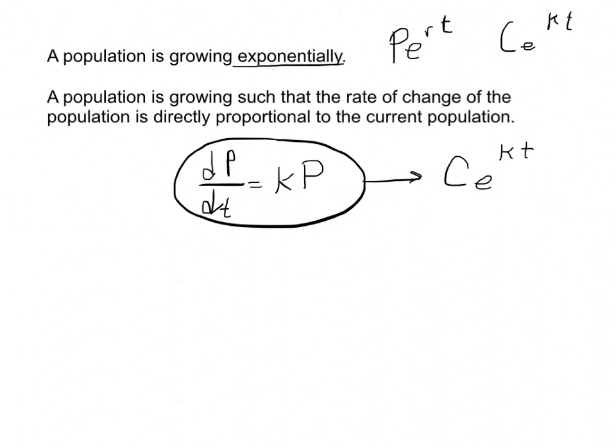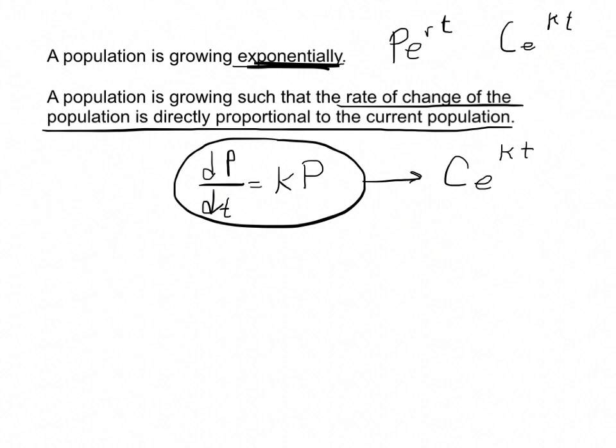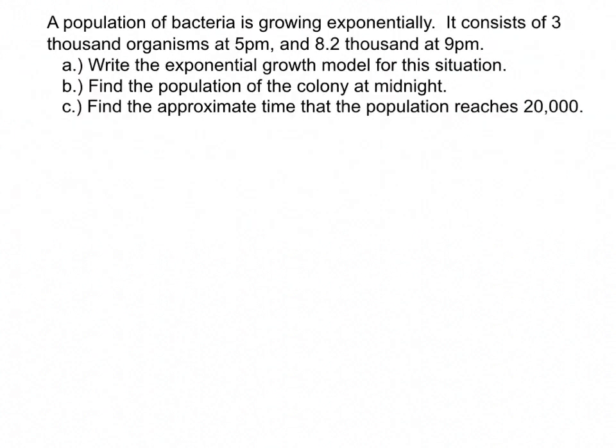So you'll see some problems that will say growing exponentially, and others that will say that they're growing such that the rate of change of the population is directly proportional to the current population. Or maybe instead of the word population, they'll say investment. The rate of change of the investment, the growth of the investment, is directly proportional to the current investment. If you see language like this, it implies that you're going to be using Pert in some way, shape, or form. So I have one example of that we'll look at on this next page.